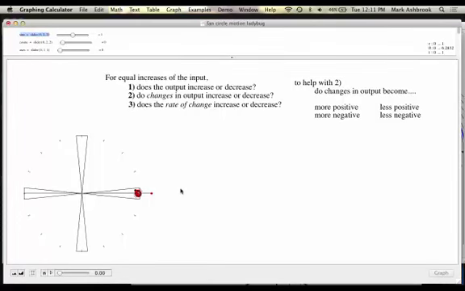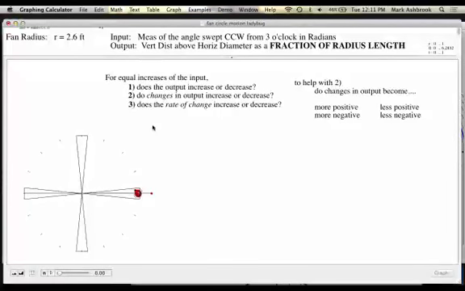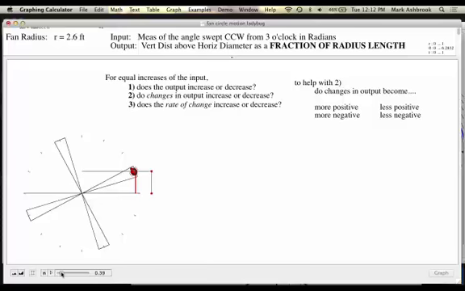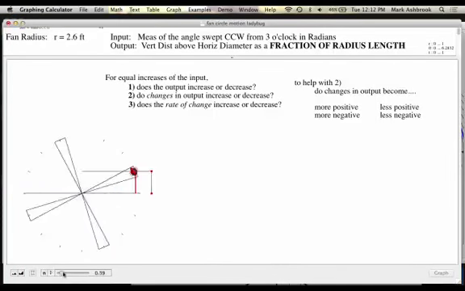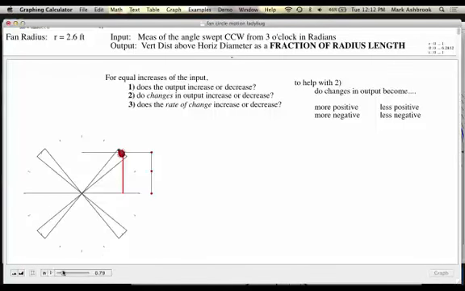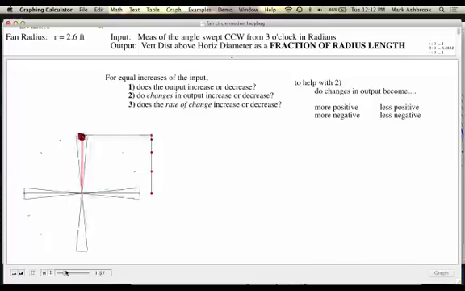So we want to look at the changes. As the input angle changes from 0 to pi over 2, does that output vertical distance increase or decrease? Increases from what to what? 0 to 1, right? It starts at 0 and then ends up 1 full radius length above the vertical diameter.